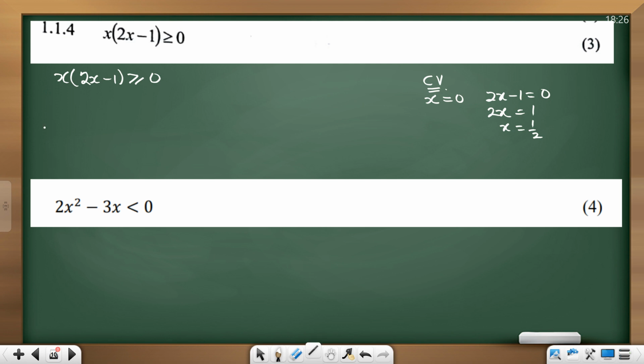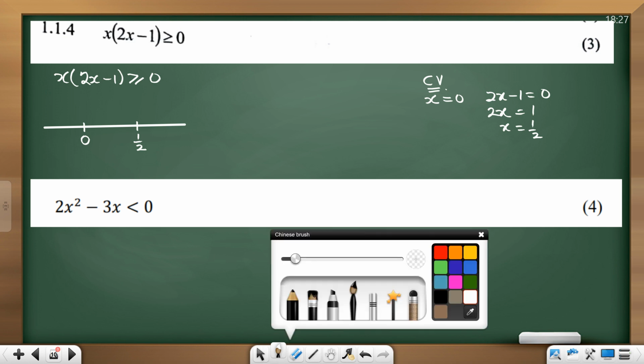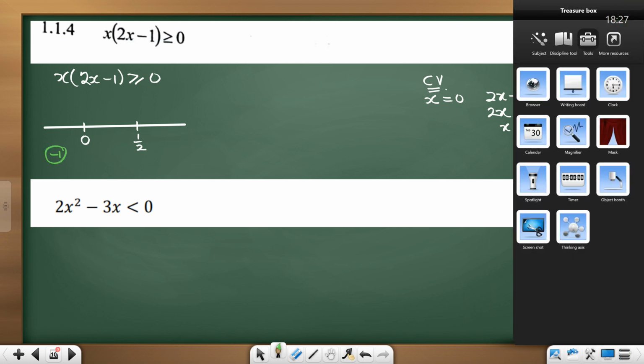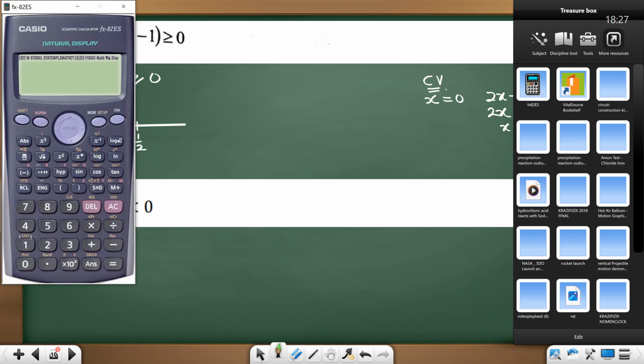What I will then do is draw my number line. I know it's CV1 and CV2: the smaller number on the left and the bigger number on the right. Check this: 0 and a half. I'm going to prove this to you. Let's prove it. A number here, a number less than 0. You don't need to write this. It's -1.